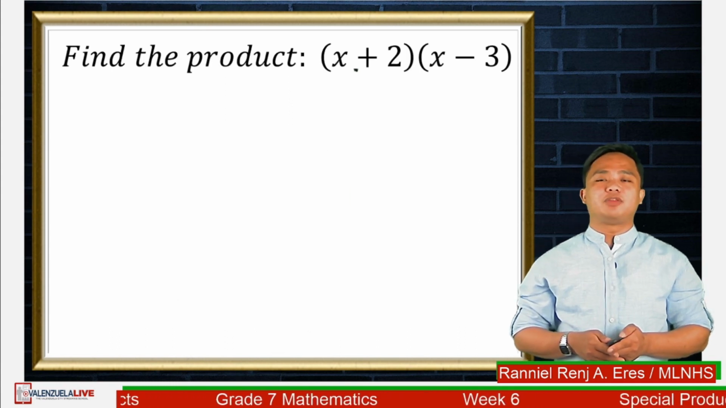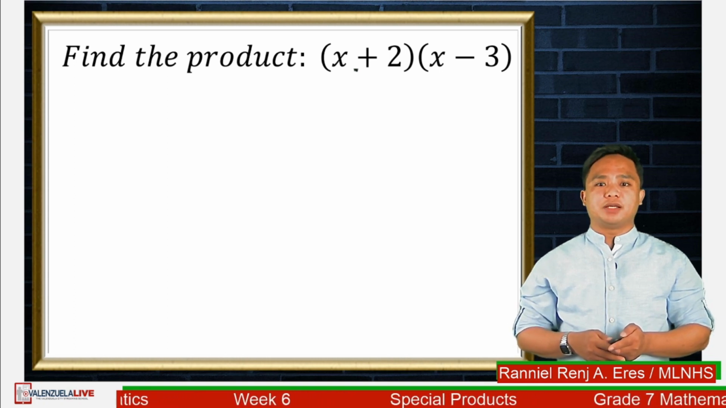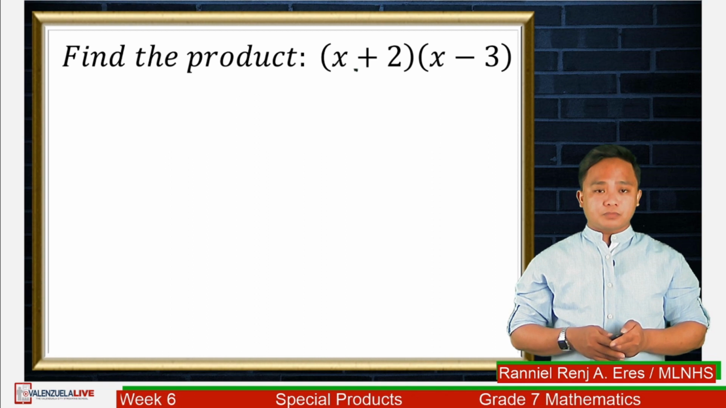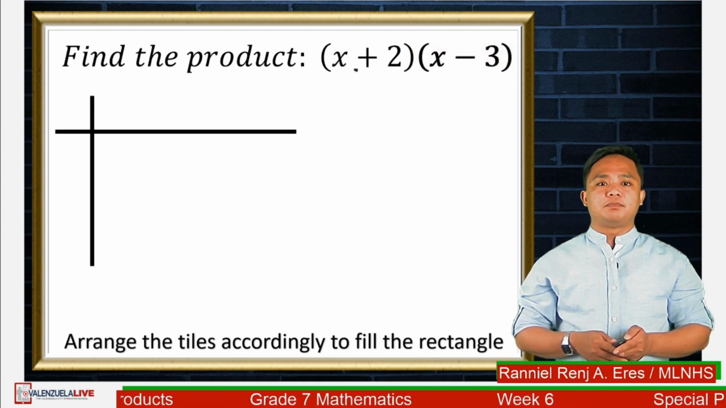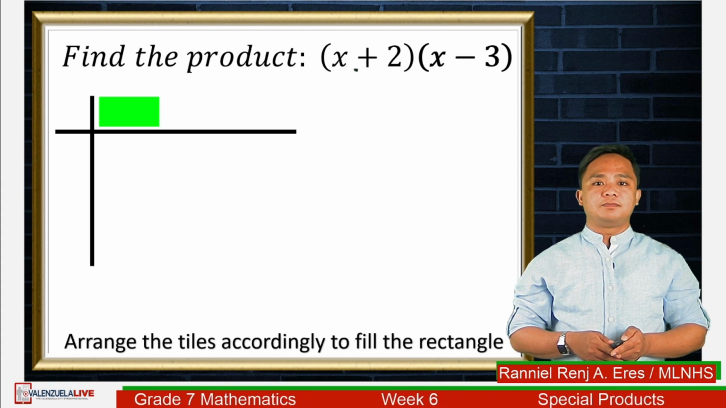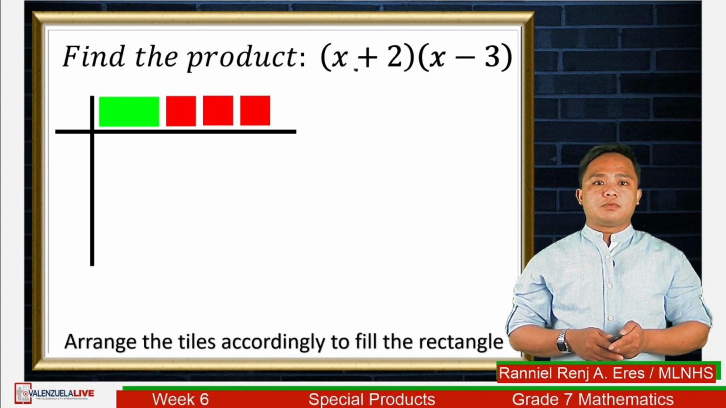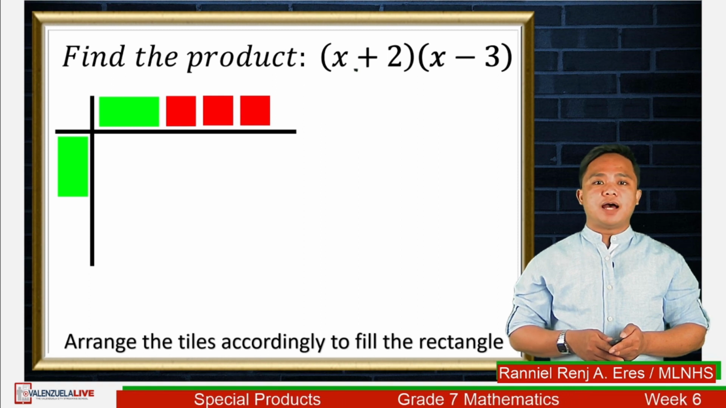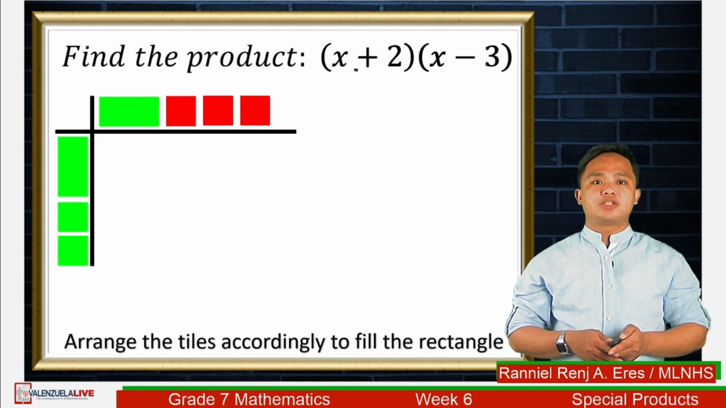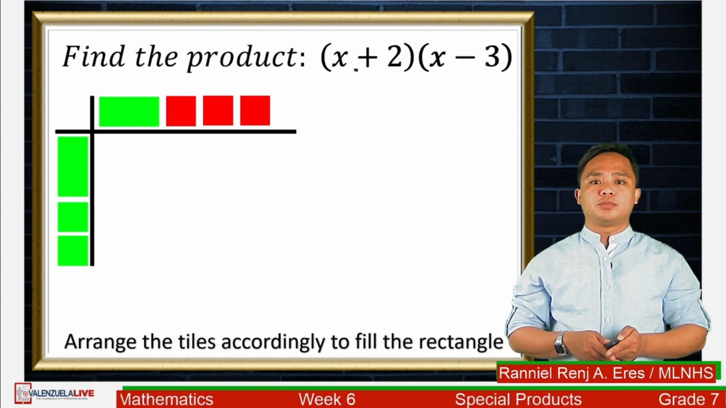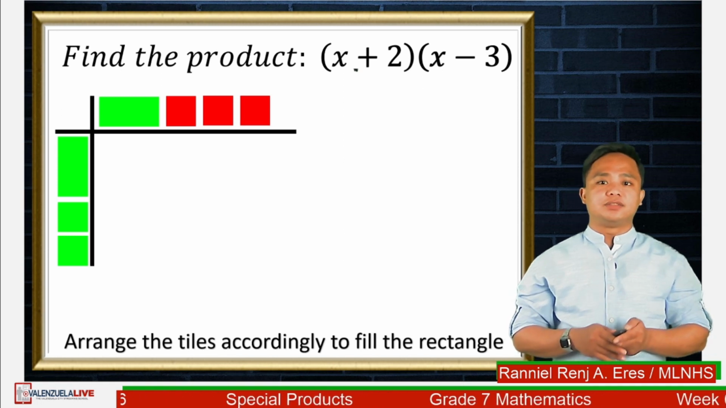Okay, next example. We have to multiply and get the product of the quantity x plus 2 times the quantity x minus 3. First, we will arrange the tiles accordingly to fill the rectangle. We will put x minus 3 at the top, represented by one green rectangle for x and 3 red squares for -3. And we will put x plus 2 at the left side, represented by one green rectangle tile for x and 2 green small square tiles for 2. So, take note, our unit tiles this time have two colors, red and green.